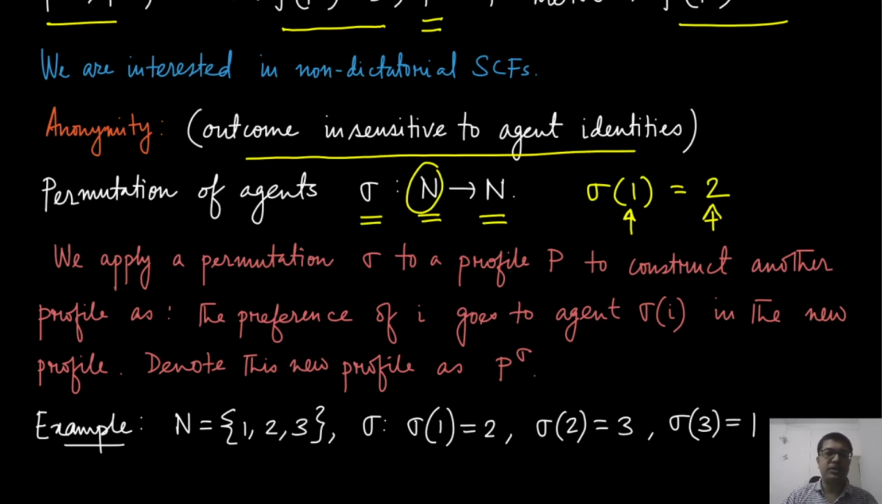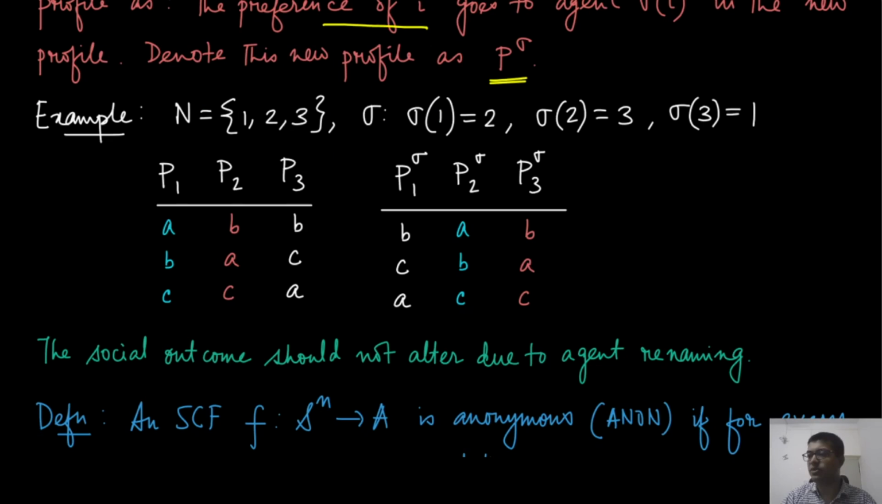Now, using this permutation function, we can apply sigma to a preference profile capital P to construct another profile, where the preference of player i in the original one, so let's say P1, now becomes the preference of player 2 in the modified game. We are going to denote that preference profile with the superscript sigma, P sigma. So let us look at an example to understand this point.